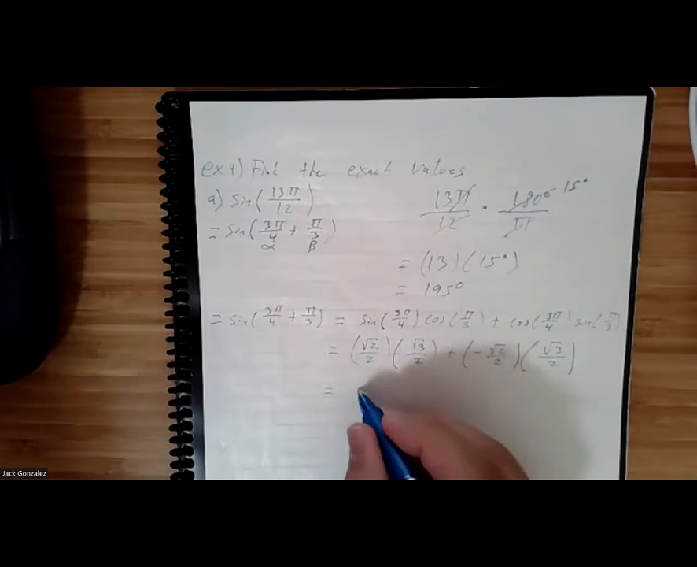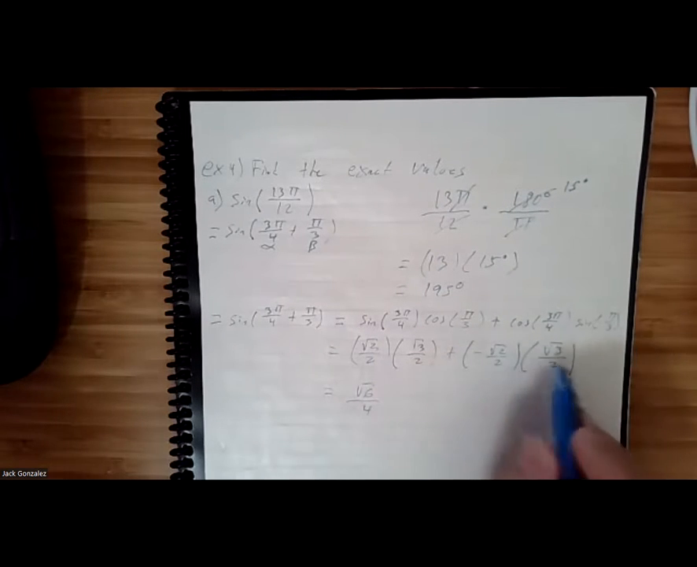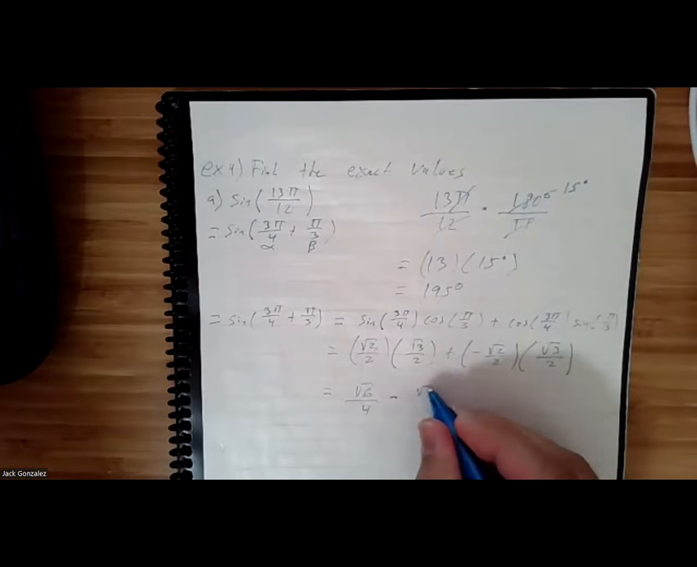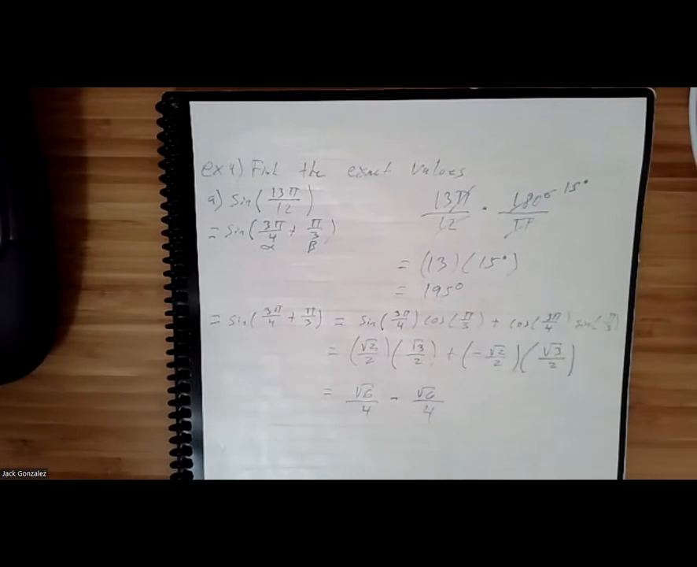2 times 3, 2 times 2. 2 times 3 will be negative. 2 times 2, 4. Oh, looks like it's going to be 0. Is that right? I don't think so. That is not right. Let me double check everything. Dang it.